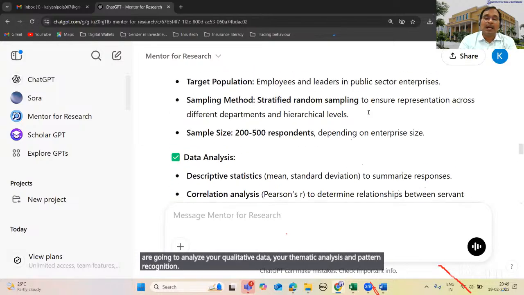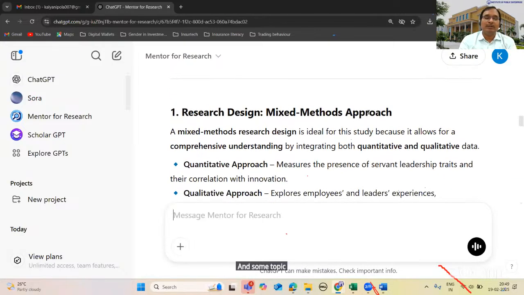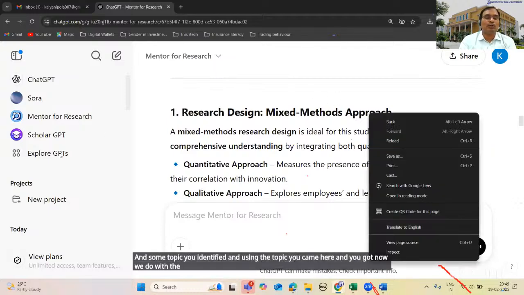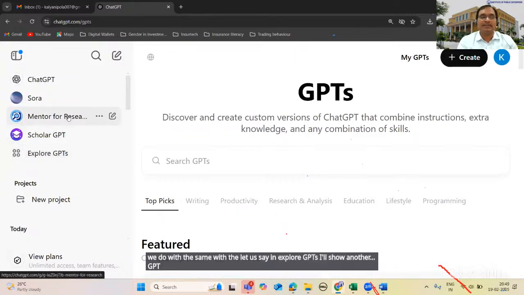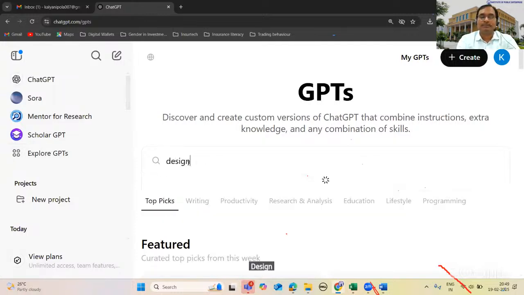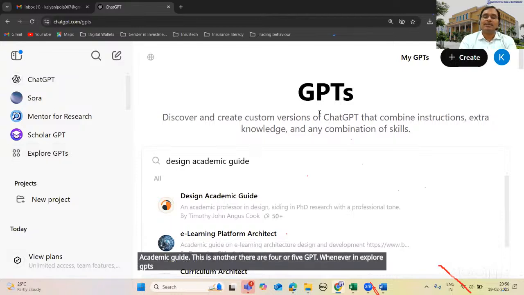Now that's how, in the sense, you have a topic and some topic you identified, and using the topic you came here and you got. Now we do the same, let us say, in Explore GPTs. I'll show another GPT. Let me try Explore GPT, design academic guide. This is another GPT. There are 4 or 5 GPTs. Whenever you are in Explore GPTs, you can ask and it will give you specific ones.